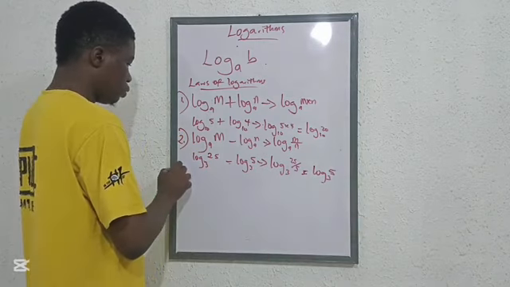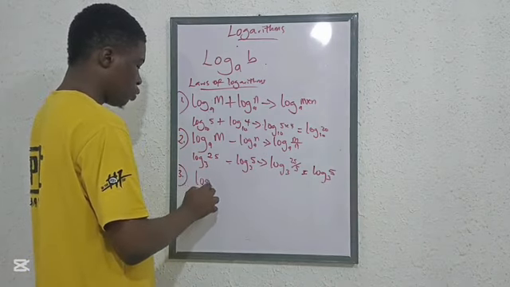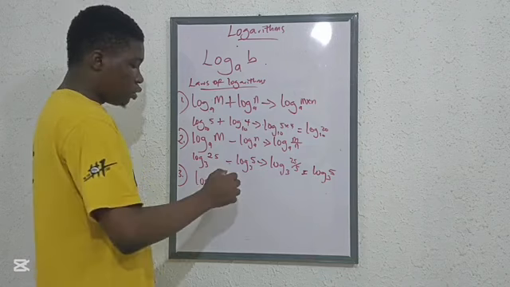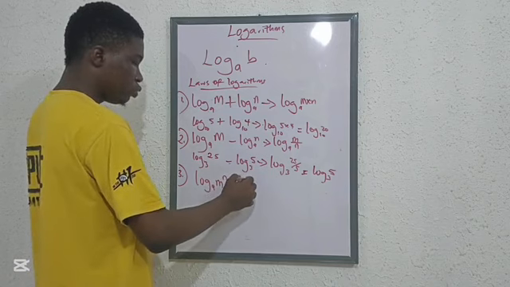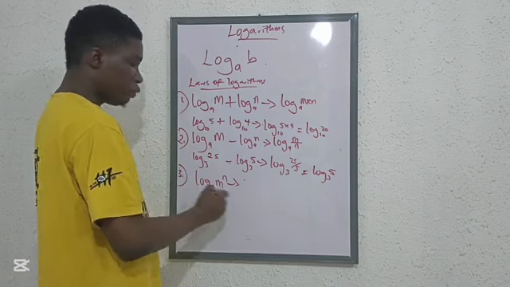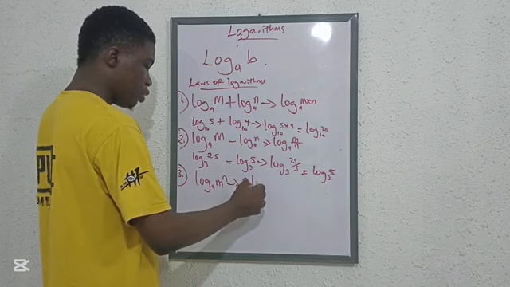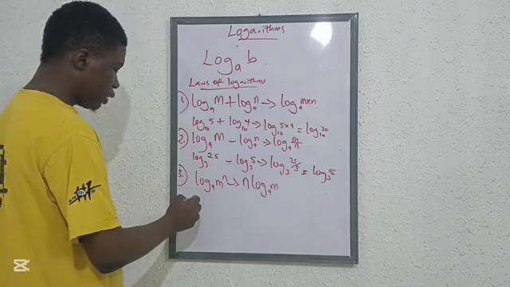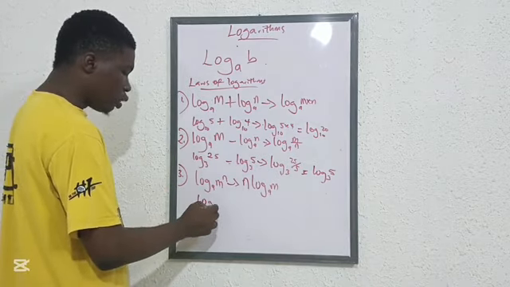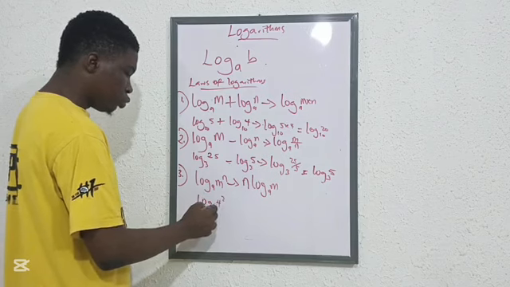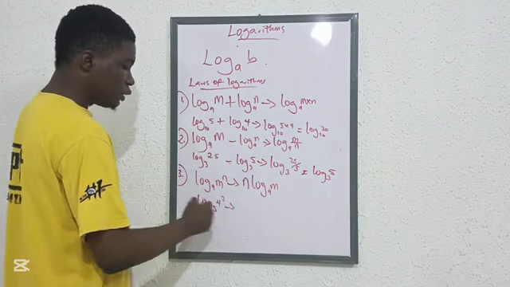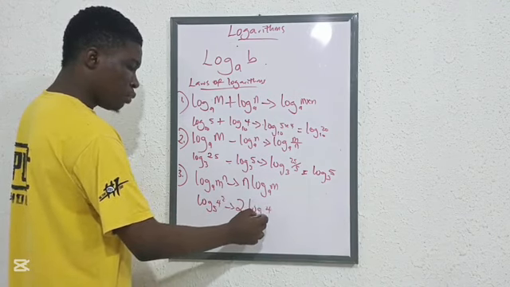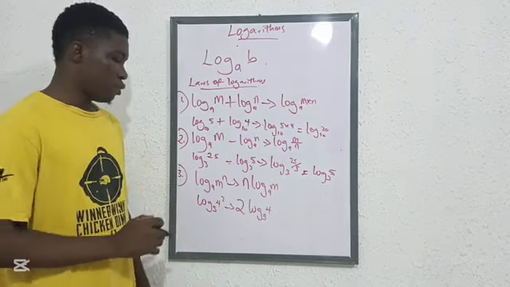So we have another one, which is log m raised to power n base a. If you have this, it means we bring the power to the front. We're going to have n log m base a. What do I mean? If we have log 4 raised to power 2 base 5, you can write it as 2 log 4 base 5. That's the third law.